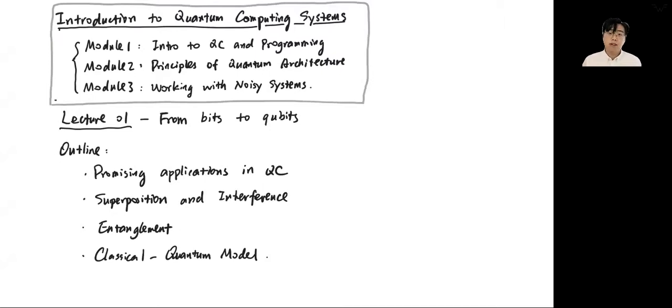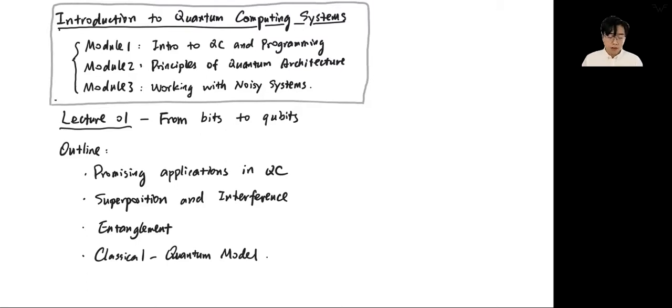The first one is Introduction to Quantum Computing and Programming. In this module, we will be talking about the fundamentals of quantum computation and really what is the quantum computational thinking. And the second module, we will be talking about components and principles of quantum computer architecture. And moving on to the third module, we'll be working with more realistic quantum computer systems, namely noisy systems, and talking about optimizations in the presence of noise.